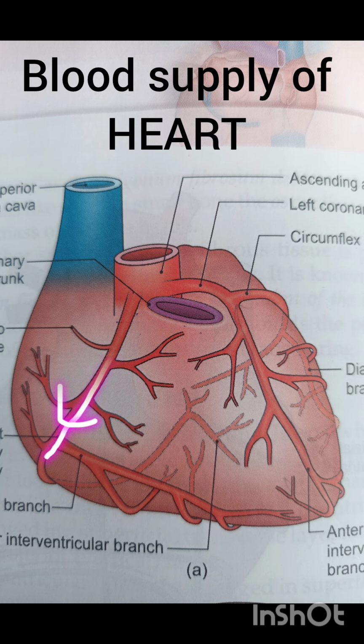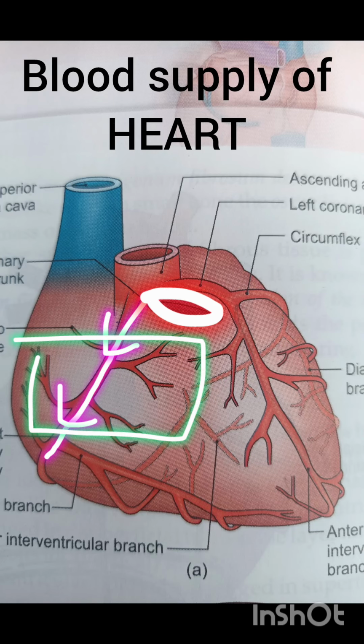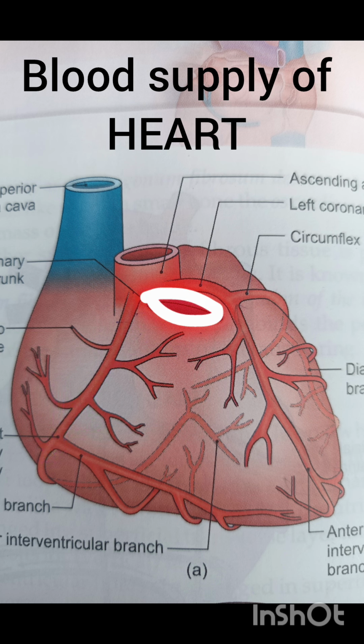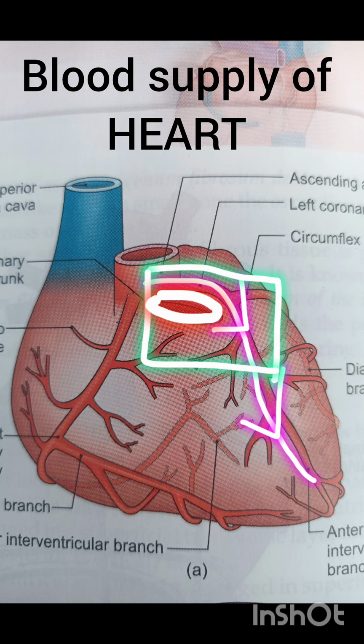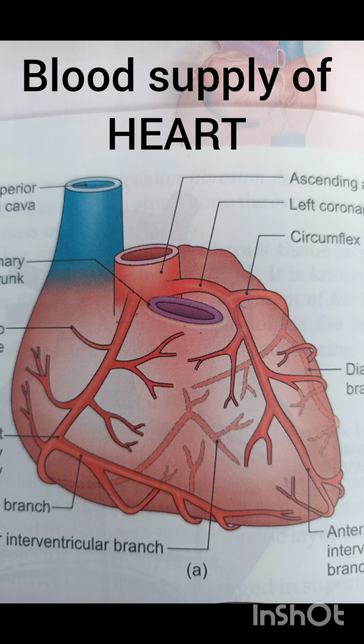The right coronary artery, you can see, arises from between the root of the pulmonary trunk and the right auricle. And the left coronary artery, you can see, arises from between the pulmonary trunk and the left auricle. In between these there is the left coronary artery.